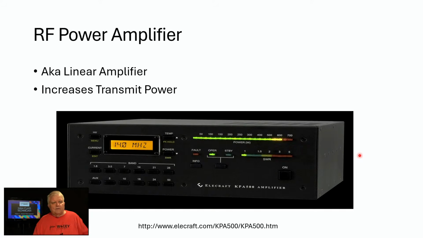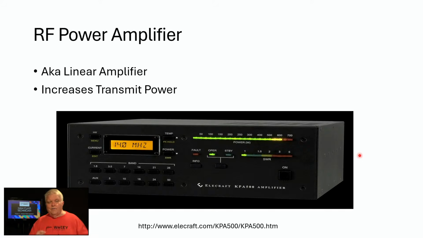It would typically take 25 to 30 watts to drive it to full 500 watts power. So an RF power amplifier, also known as a linear power amplifier, increases transmitter power possibly up to the full legal limit of 1,500 watts.